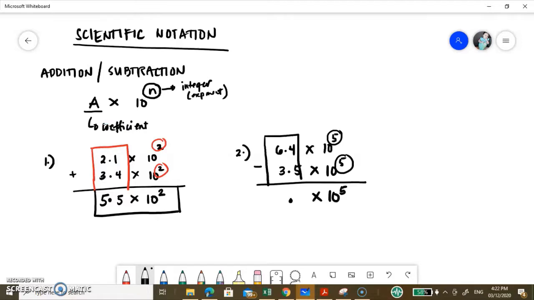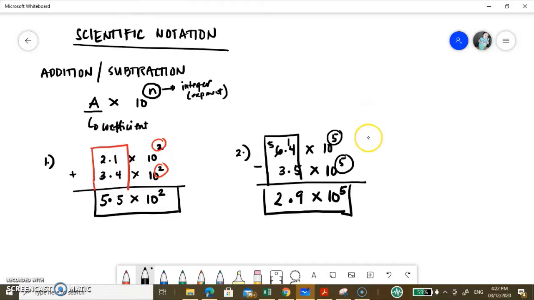So, yan, kopyahin lang. And then, subtract. So, 4 minus 5, babaro ka ng isa dito to make it 14. Ito magiging 5. So, 14 minus 5, that would be 9. And then, 5 minus 3, that's 2. So, this would be your final answer.